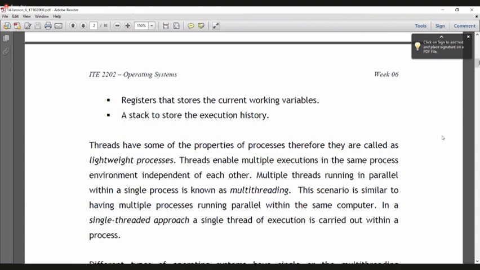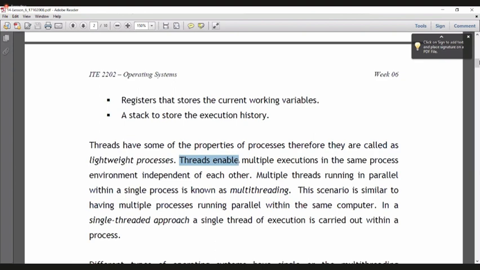Threads have some of the properties of processors. Therefore, they are called lightweight processors, because within the process, there can be many threads. So sometimes they are called lightweight processors. Okay, so that is another term. Threads enable multiple executions in the same process. So that's another advantage.